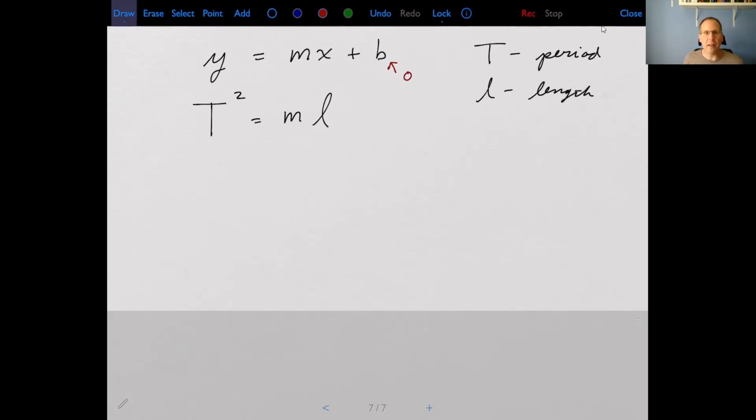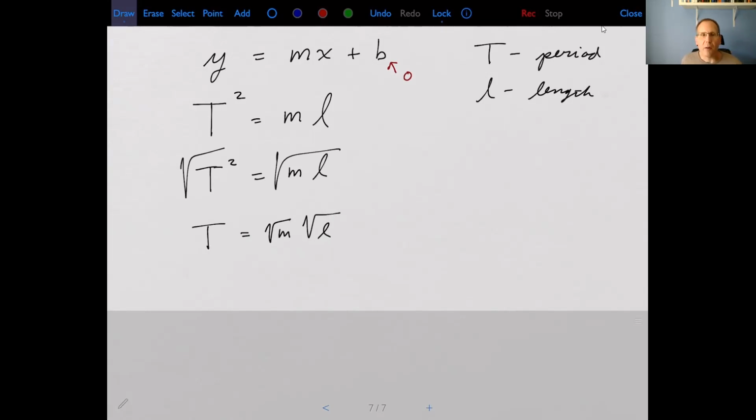Now question 18 is to give the period as a function of the length, right? An equation that gives the period in terms of the length. Well, I have period squared. I'm close. How do I get period from period squared? I can take the square root of both sides. On the left-hand side, I'm going to get period, which is what I want. On the right-hand side, I'll rewrite this as square root of m times square root of L.